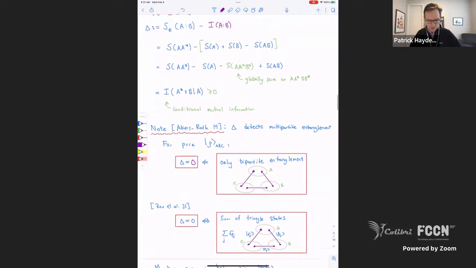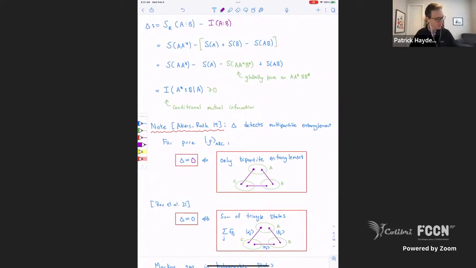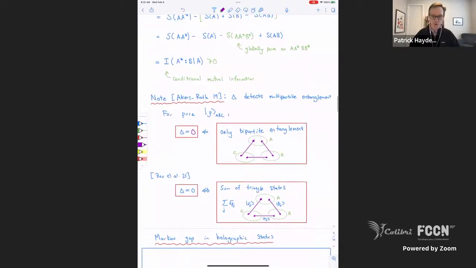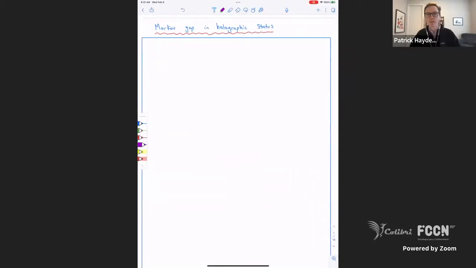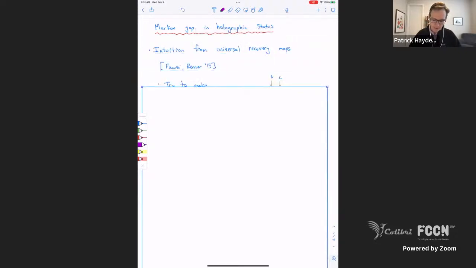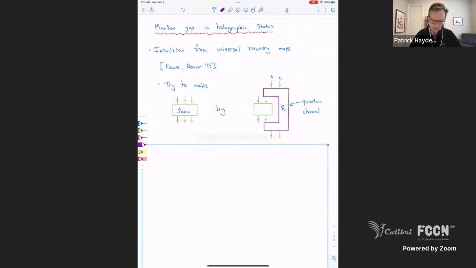And so now, I guess I just want to check the time here. Now we come to the work that I did with Onkar and John. We looked at what the Markov gap means in holographic states. And our intuition for thinking about that comes from the theory of what are called universal recovery maps in quantum information, which was pioneered by Fawzi and Renner in 2015.